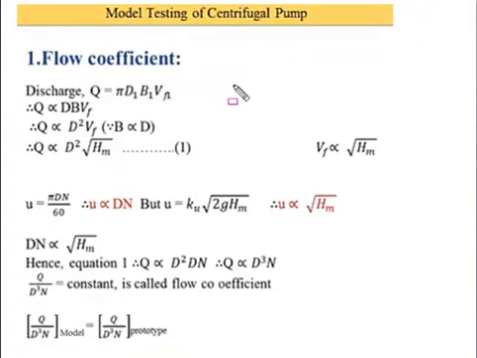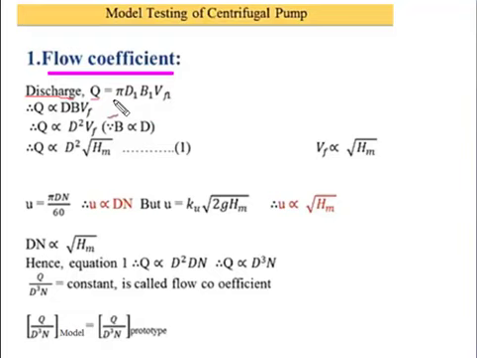The model testing of centrifugal pump can be done on 4 parameters. Here we have taken the first parameter, which is flow coefficient. We also know that the discharge through the impeller Q is equal to pi d1 b1 vf1, where d1 is the diameter of the impeller at inlet and b1 is the width of the impeller at inlet and vf1 is the flow velocity at inlet of the fluid.